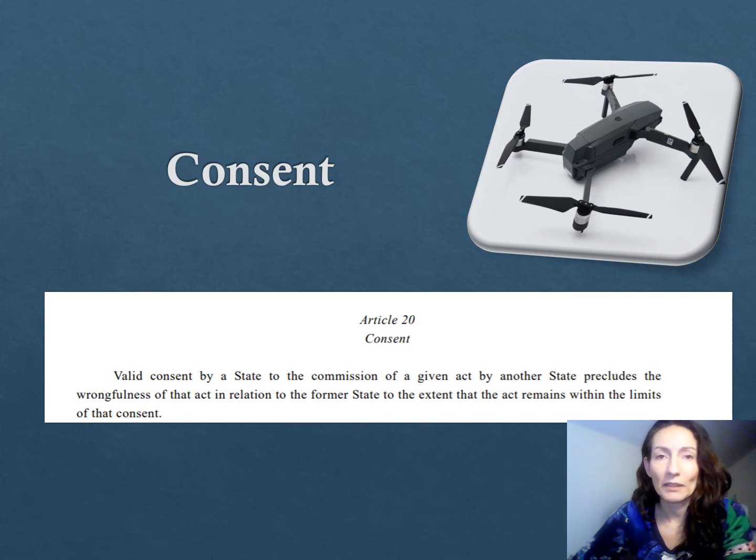This becomes particularly tricky in international relations that remain for the most part characterized by confidentiality. For instance, and that's why I inserted there a picture of a drone, in the context of drone operations carried out by the United States in countries like Afghanistan, Somalia, Yemen, and Pakistan, the US has claimed that these operations were legal because they relied on the consent of the states in which these drone operations were carried out.